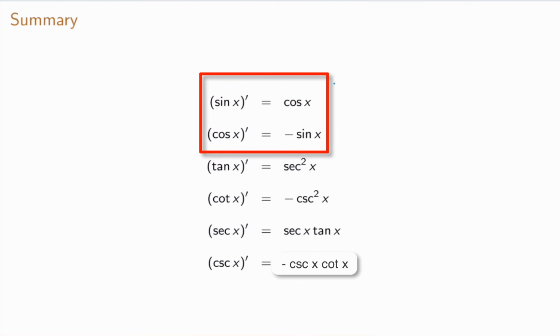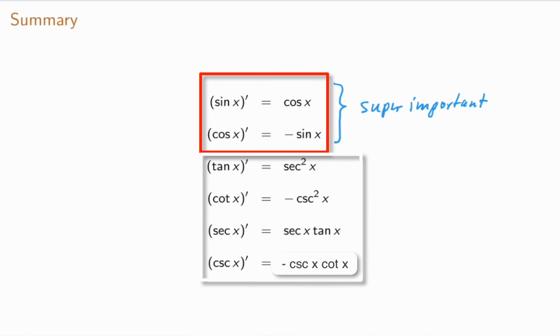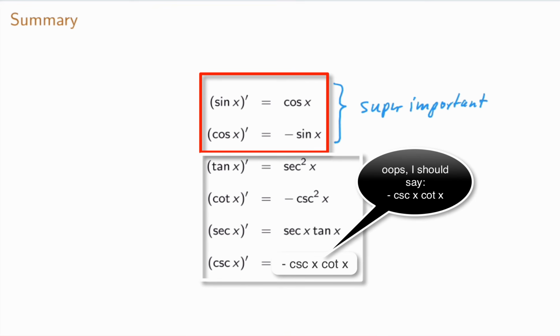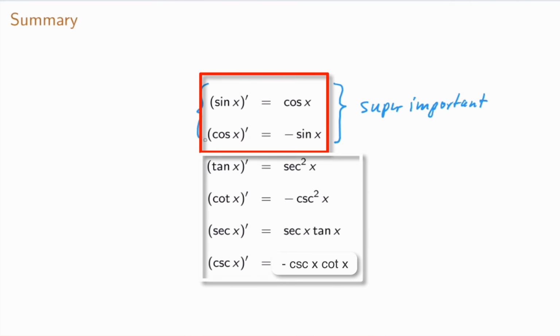So we have seen those two, and these are super important. Derivative of sine is cos, derivative of cos is minus sine. And then we have the other four, so the derivative of tangent is secant square, derivative of cotangent is minus cosecant square, the derivative of secant is secant times tan, and the derivative of cosecant is minus cosecant times cotangent. Okay, so you definitely should remember the first two. If you remember all 6, that would be even better, of course.